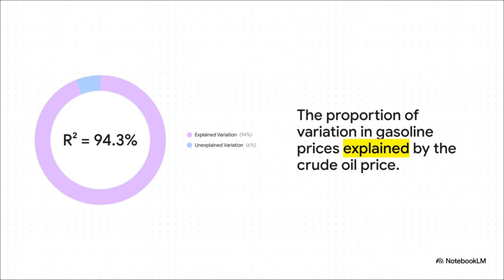So what does that 94.3% actually mean? It means that a huge chunk, almost all really, of the ups and downs in gas prices can be explained by the ups and downs in crude oil prices. That leaves this tiny little slice, just over 5%, that has to be explained by, well, everything else. Things like local taxes, or maybe issues with the supply chain.